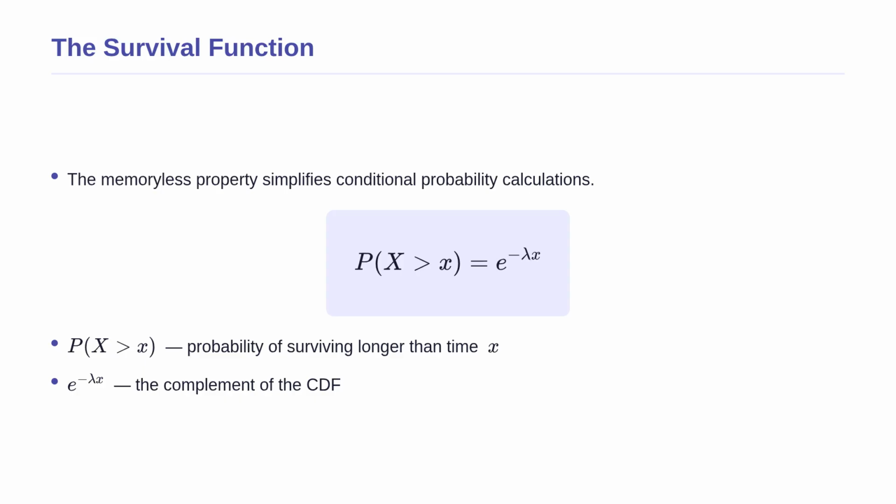Because of the memoryless property, we often need to calculate the probability that an item survives past a certain time, rather than failing before it. While the CDF gives the probability of failing before time x, the complement of the CDF gives the probability of surviving longer than time x. This is called the survival function, and it is simply e to the power of negative lambda x.